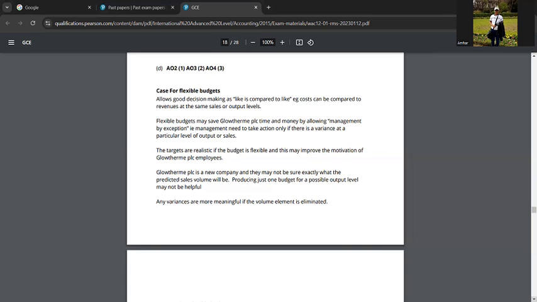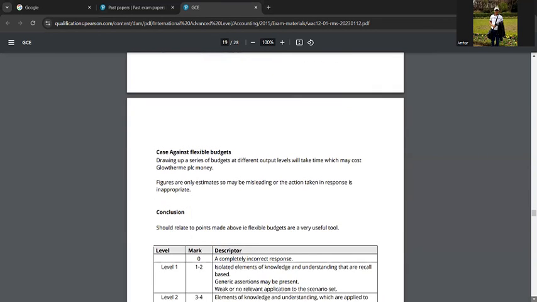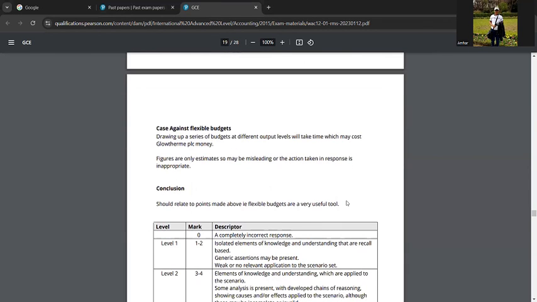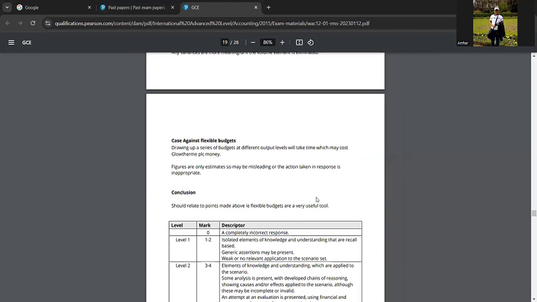And then for the case against, they are saying drawing up a series of budgets at different output levels will take time, which may cost Glowtham PLC money. So, drawing up lots of budgets at different levels of output will take time, and it will also be costly for them. And they're saying figures are only estimates, so it may be misleading. And also action taken in response to that sometimes will be inappropriate. So for the conclusion, you can tell a flexible budget is a useful tool because it has lots of advantages.